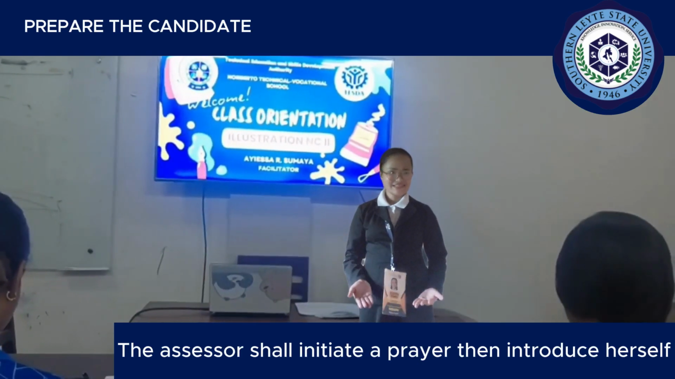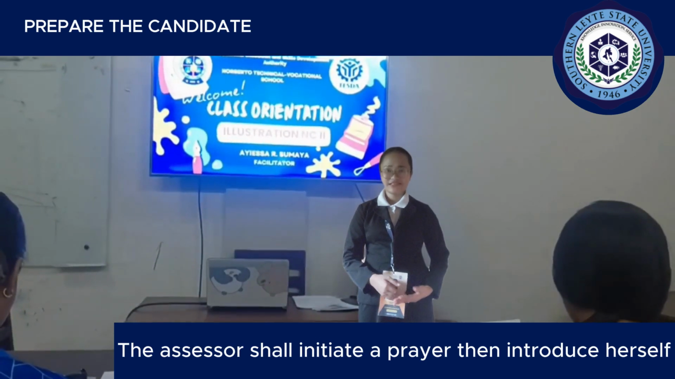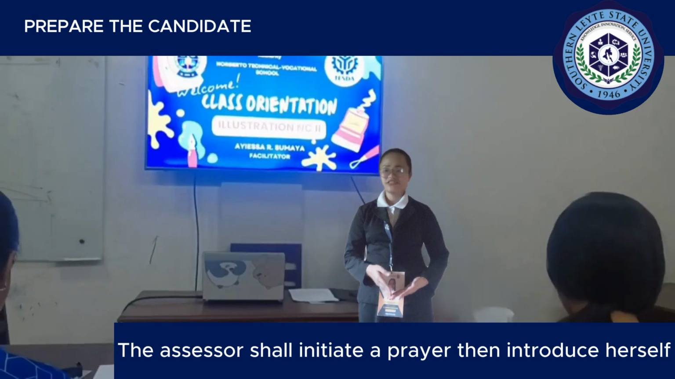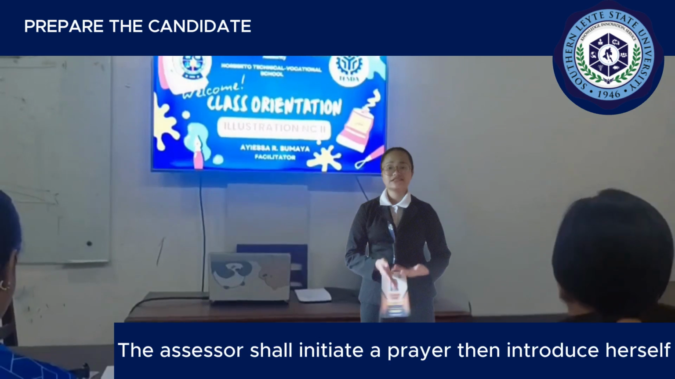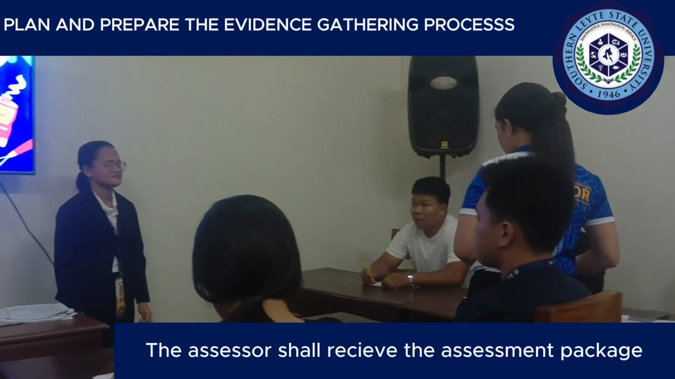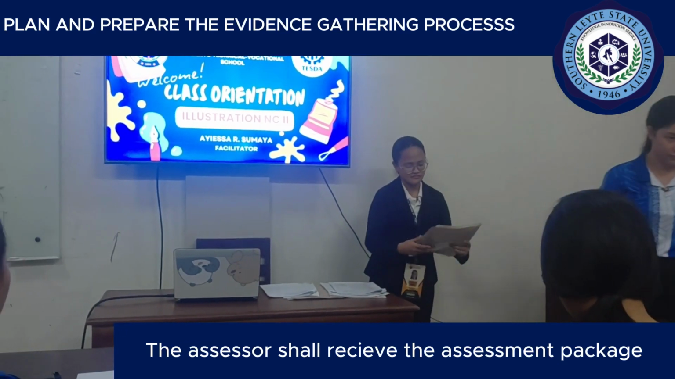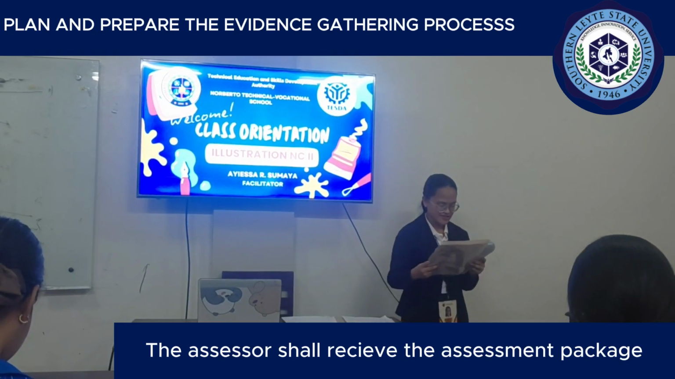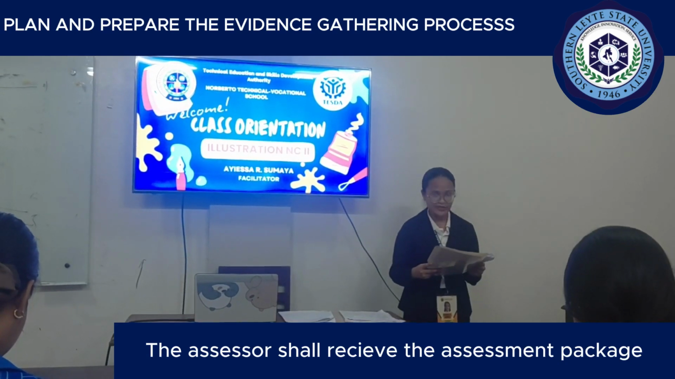My name is Ayasa R. Samayan. I am an accredited competency assessor in illustration in situ. As a proof of my accreditation, I have here my ID that proves my identity as a competent assessor in this qualification. I will receive the assessment package that consists of assessor's guide, competency assessor script, candidate's guide, and rating sheets.